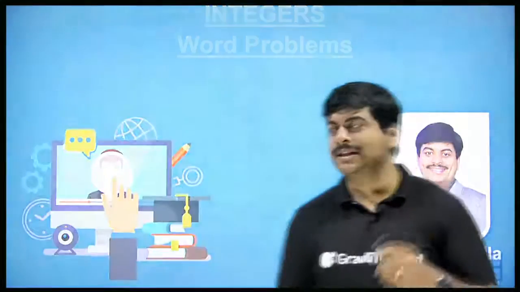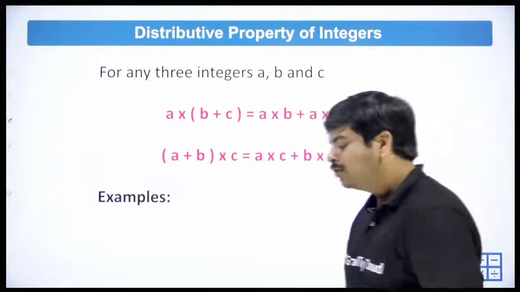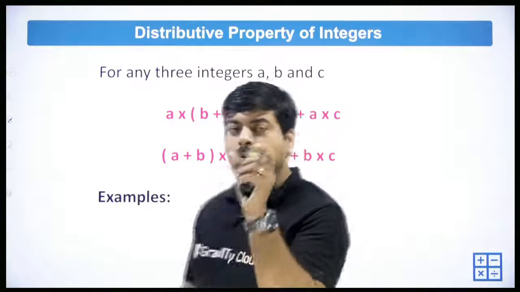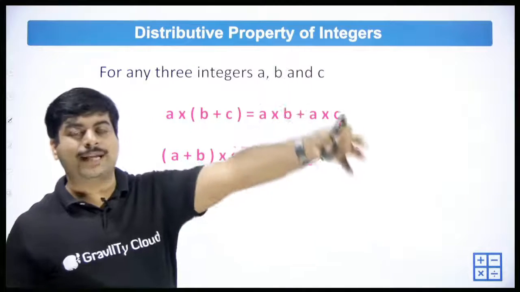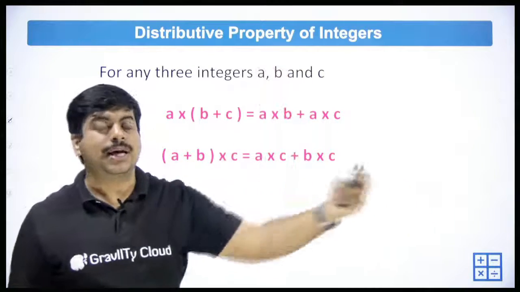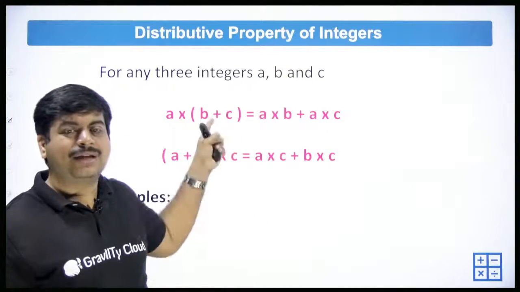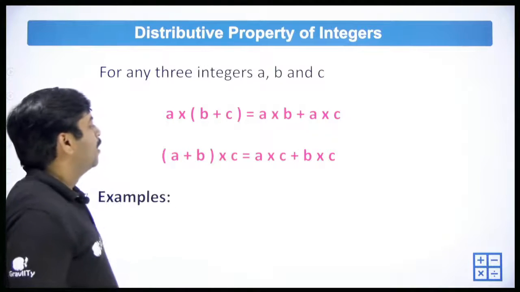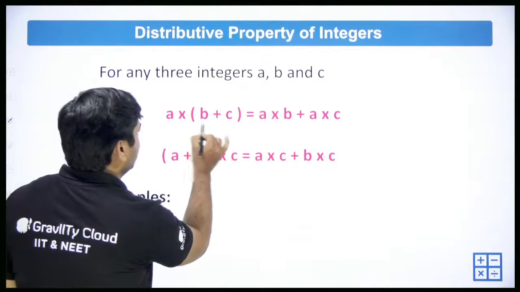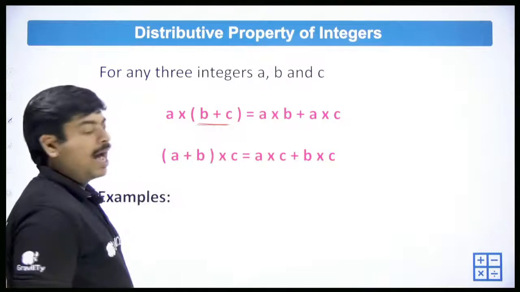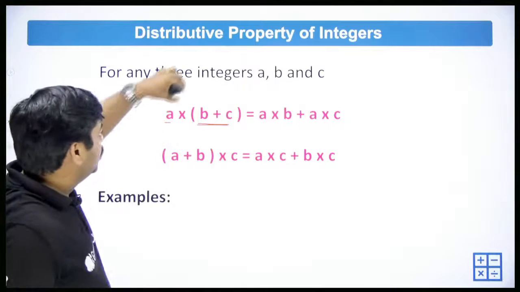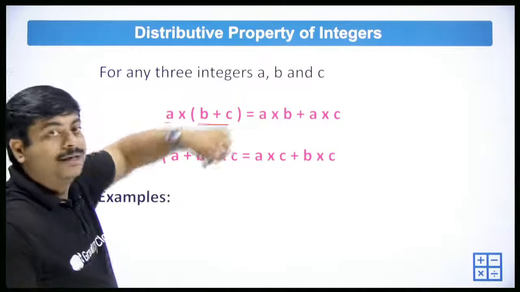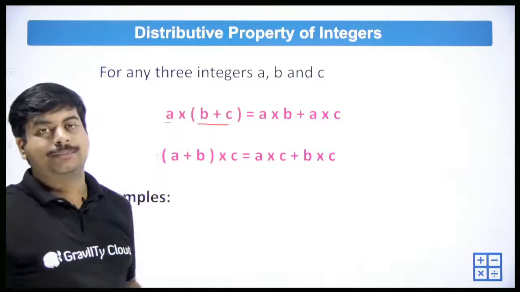Let's start today's session with the distributive property. So what is that property all about? You can see here, distribute. The name itself says that we are distributing something to the remaining numbers. What are we distributing here? For example, B plus C is there, and A is there. Three numbers are there. We are distributing A to both the numbers B and C with multiplication.